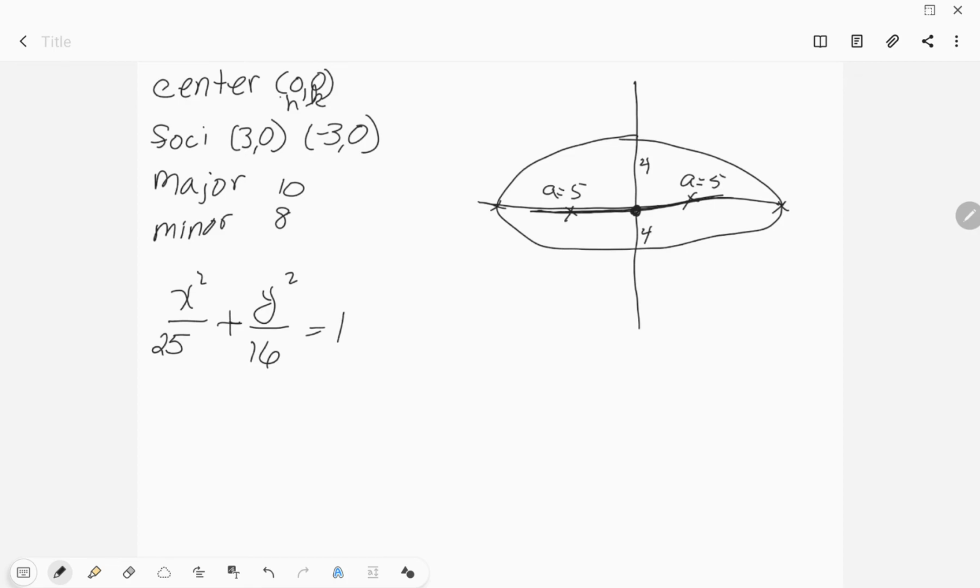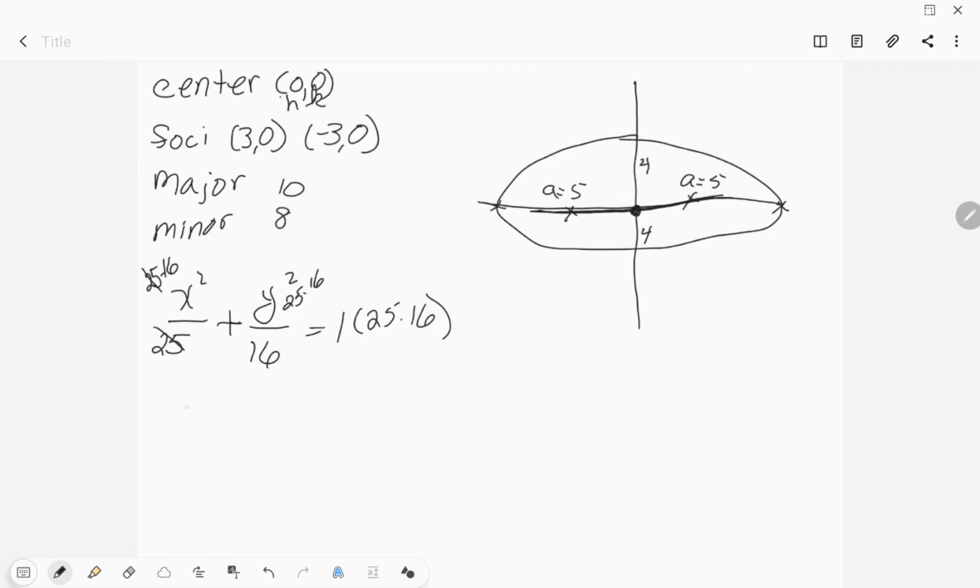The only other thing they ask for in this question is they want it also in general form. To get it into general form, the first thing you need to do is get rid of the fraction. So I'm going to multiply this one by 25 and 16, this one by 25 and 16, and this piece by 25 and 16.